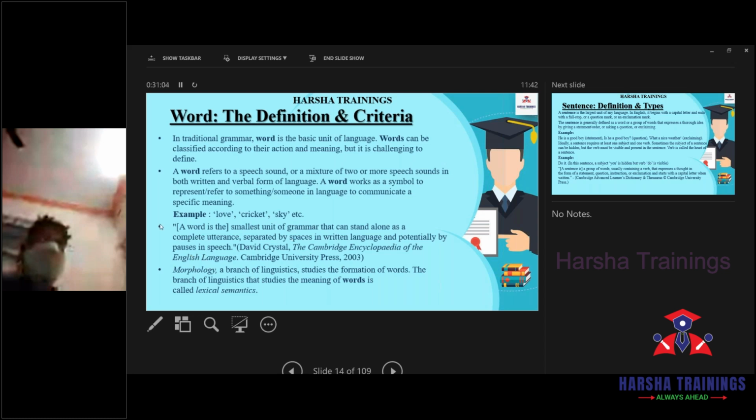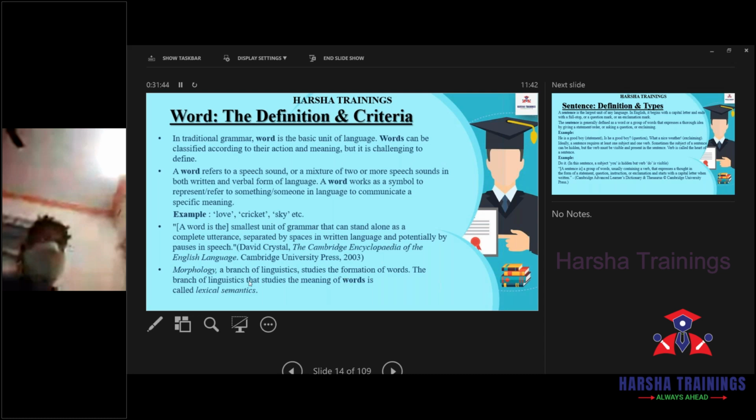So to come to a perfect definition, a word is the smallest unit of grammar that can stand alone as a complete utterance, separated by spaces in written language and potentially by pauses in speech. So when we are speaking, we give a small pause between two words, and when we are writing, we give a space. Morphology is a branch of linguistics, the study of the formation of words.